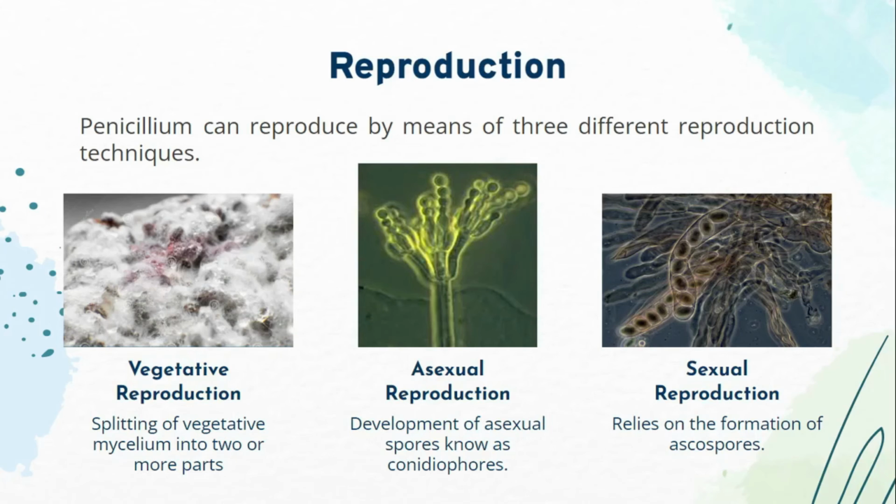In the case of vegetative reproduction, it occurs by the splitting of vegetative mycelium into two or more parts, with each part growing individually just like the parent's mycelium. Asexual reproduction of Penicillium occurs by developing asexual spores known as conidia borne on conidiophores, which are fixed or immovable. Sexual reproduction of Penicillium relies on the formation of ascospores. Penicillium can be either homothallic, which means that it has male and female sex organs in the same thallus, or heterothallic, meaning that it has male and female sex organs present on different thalli. Penicillium's male sex organs are referred to as antheridia, while ascogonia is known as the female sex organs.